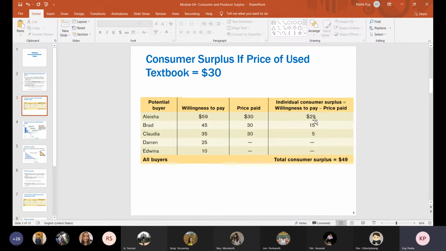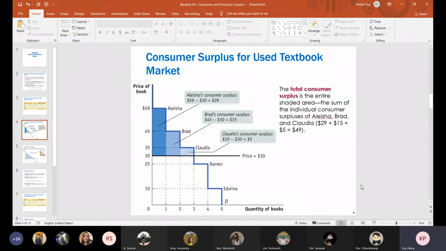Look at the consumer surplus: Alicia gains 29 US dollars. She is willing to pay this amount, but actually she paid only this amount. Similarly, Brad is willing to pay this amount, but actually paid this amount, and he gained this much. Claudia is the same. When you total the individual surpluses, it comes to the total surplus here. Is that clear? Okay, maybe it's very easy.